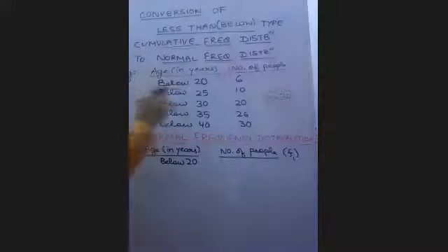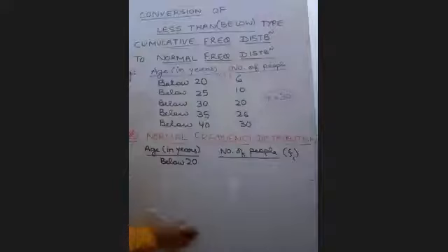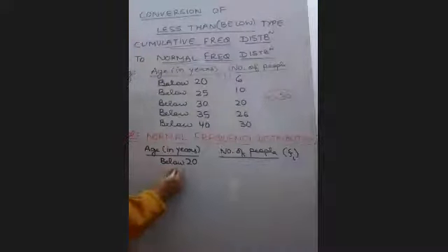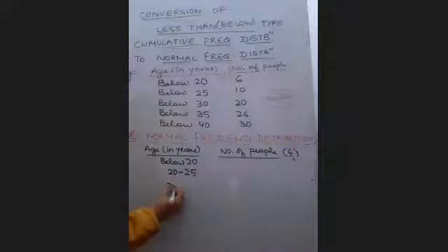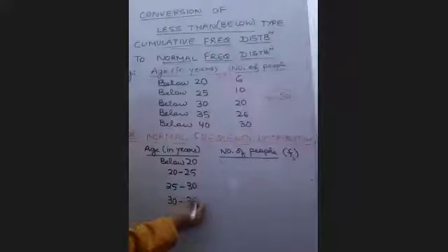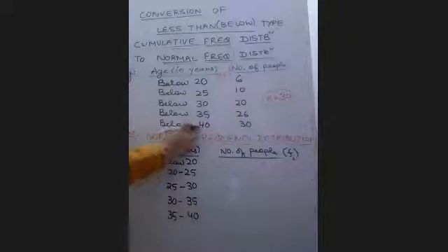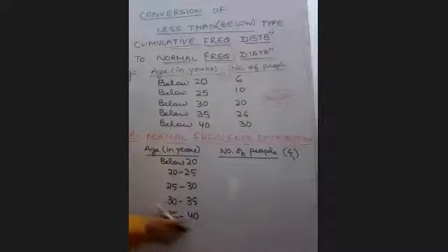Could you please tell me the next interval? 20 to 25. The next one? 25 to 30. Then 35 to 40. You can cross check, below 40. So you are matching at the same time. 1, 2, 3, 4, 5. Got it?